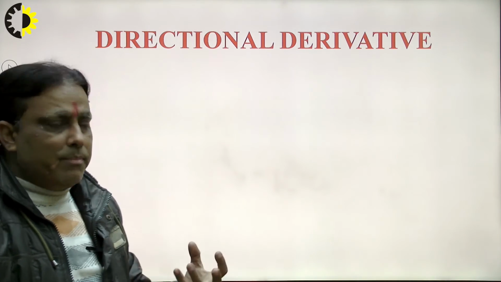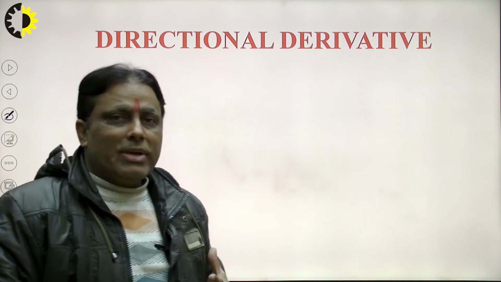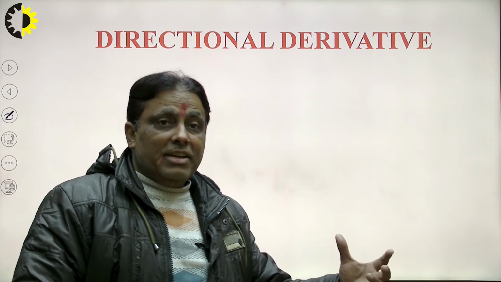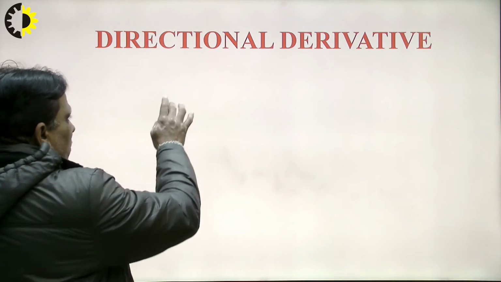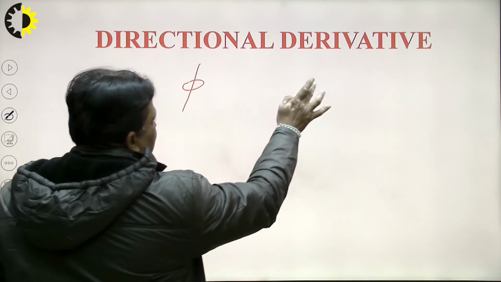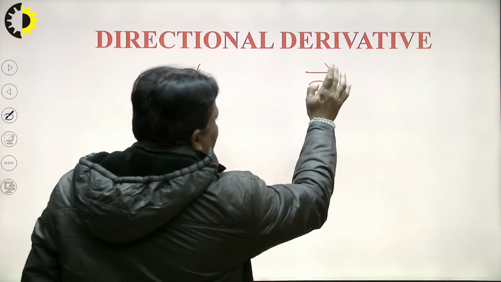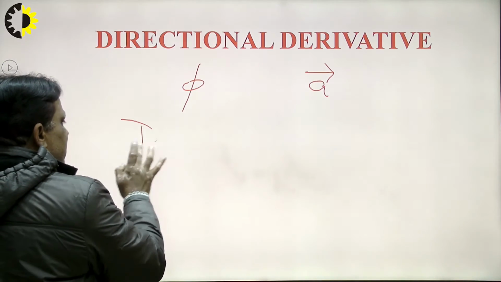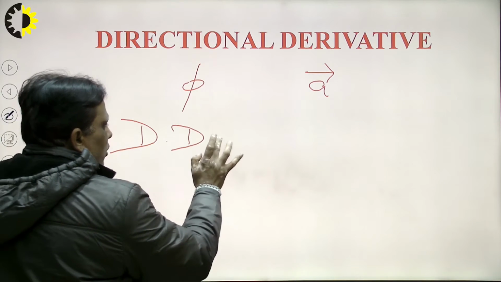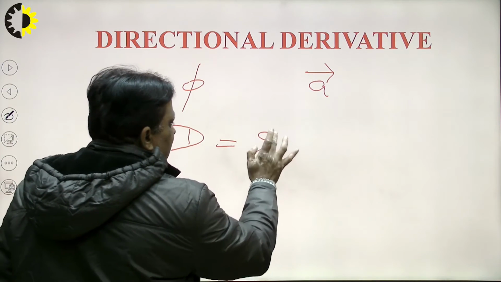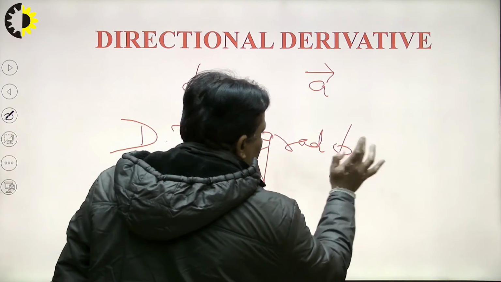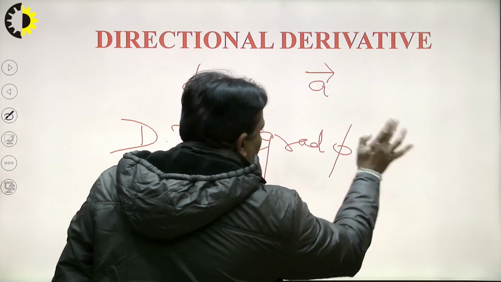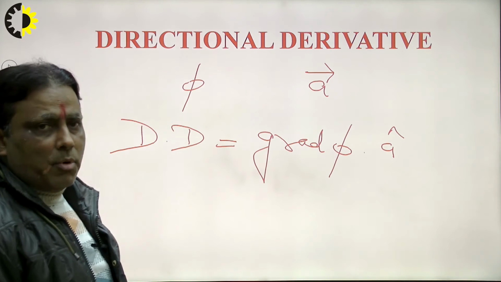Next is, what is directional derivative, right? Suppose I have a moving particle and I want to calculate the directional derivative in the direction of another vector, right? How to calculate? So first of all I calculate phi here, and in the direction of vector A, so what will be the DD? DD means directional derivative here. So directional derivative will be grad phi dot a cap.